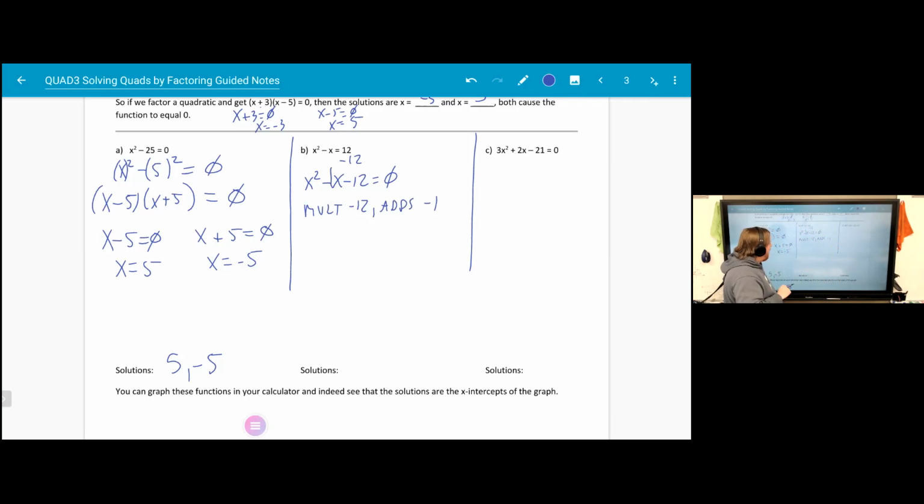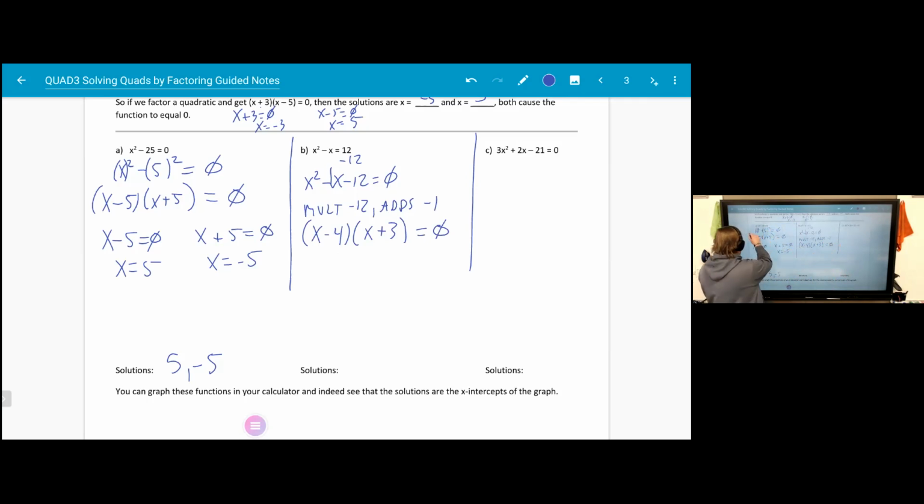Well, if it's multiplying to a negative number, one has to be positive, one has to be negative, because that's how multiplication works with 2 numbers. And what's one number apart that multiplies to 12? Hey, 4 and 3. Well, what would have to be negative? Because we're adding to -1. This would end up being x minus 4 times x plus 3, because -4 times 3 multiplies to -12, and -4 plus 3 is -1. Okay, so this is our factored form.